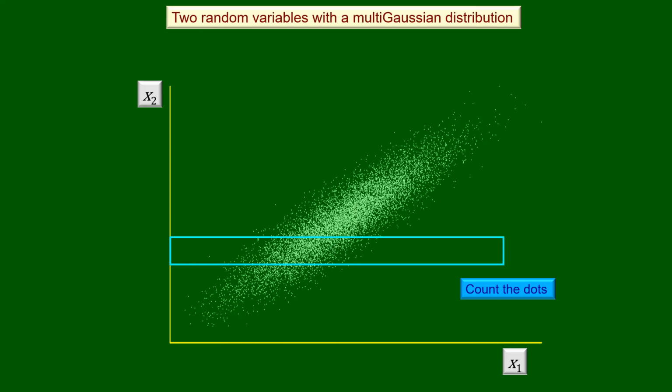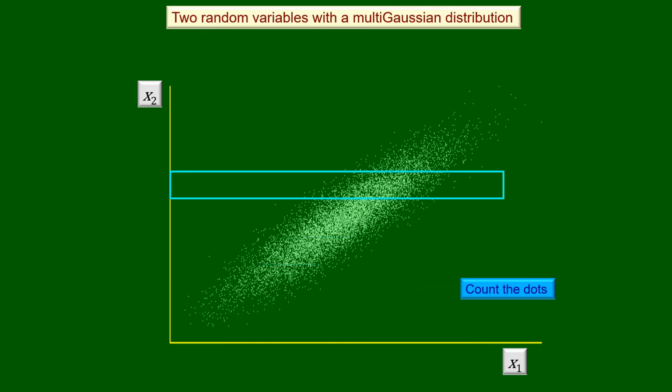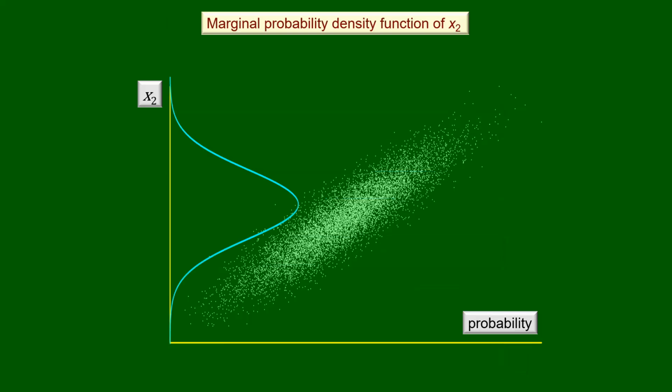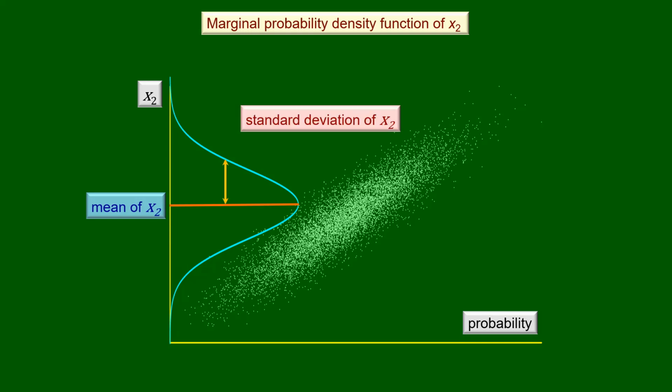I can do the same for x2. I can count the dots in these horizontal rectangles, and then I can come up with a probability density function, the marginal probability density function for x2. Because it's multi-Gaussian, it can be completely characterized by its expected value, that is its mean, and by the wiggle room about that mean, the standard deviation.